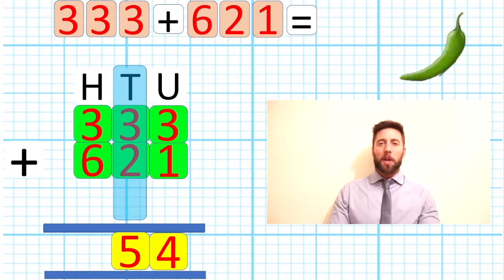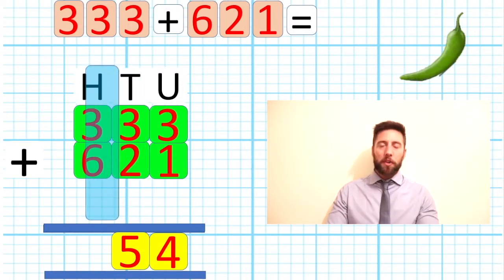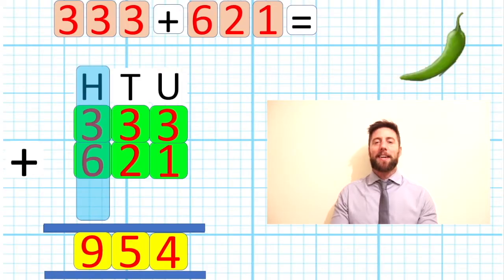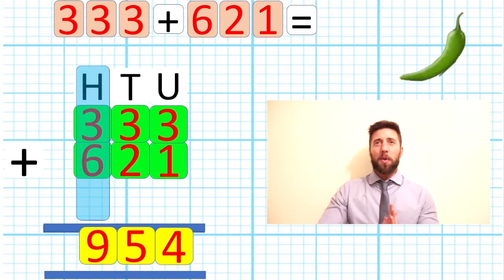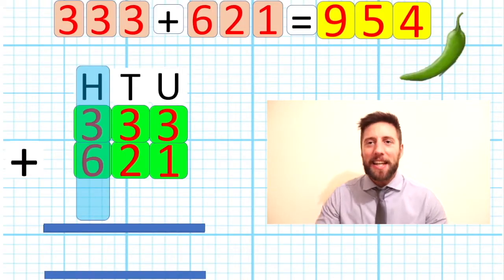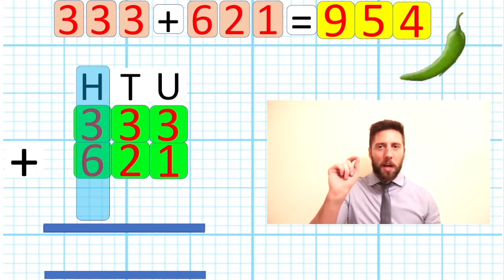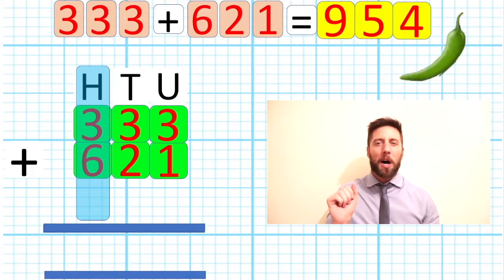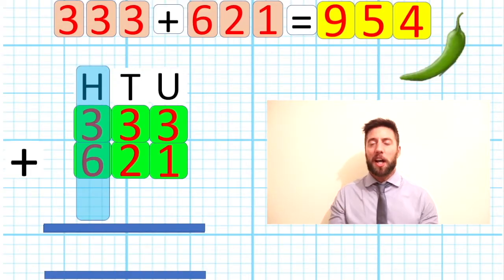Last but not least, we go into our hundreds column where we've got a 3 representing 300 and a 6 representing 600. Add the two together, we have 9 to complete our answer. Drag it up to the top. So 333 add 621 is 954. Easy, yes? Well, the observant ones will see a little green chili in the corner. This was a very mild question. Stage 1 I like to call it, or a green chili challenge.